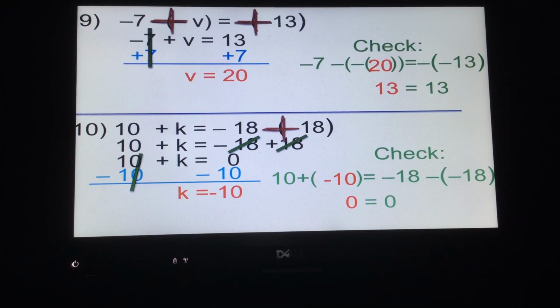All right, here's number 11. This is going to be a doozy. Go ahead and try this one on your own. Make sure you write it down. And see you guys tomorrow.